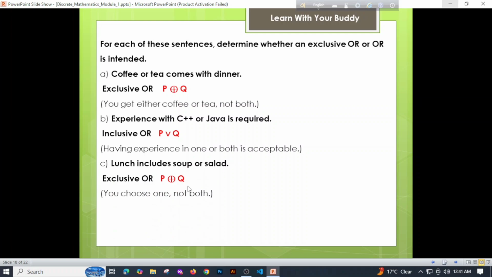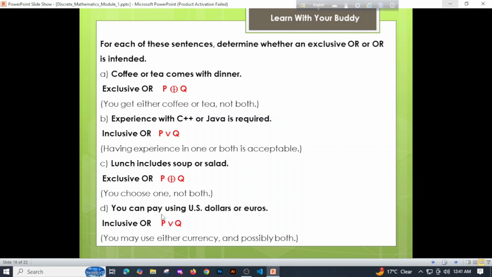Lunch includes soup or salad, so it's exclusive or, that means you can choose either soup or salad. Now, you can pay using US dollars or euros, that is inclusive or, that means you may use either currency and possibly both. So that was our practice for exclusive or and inclusive or.